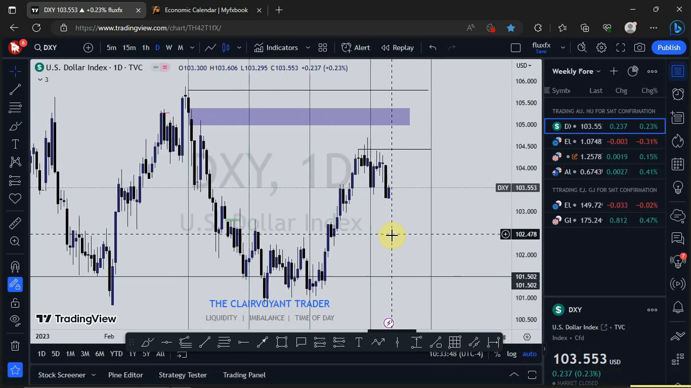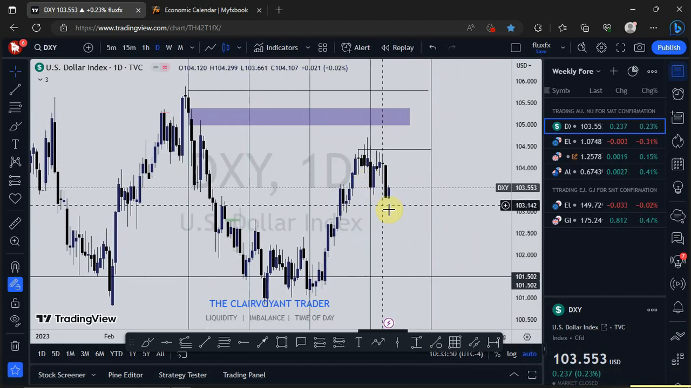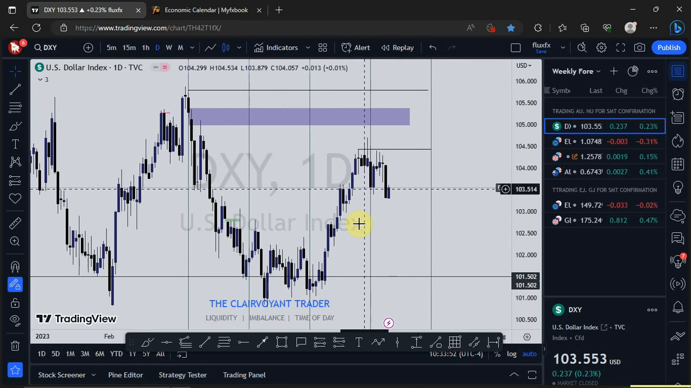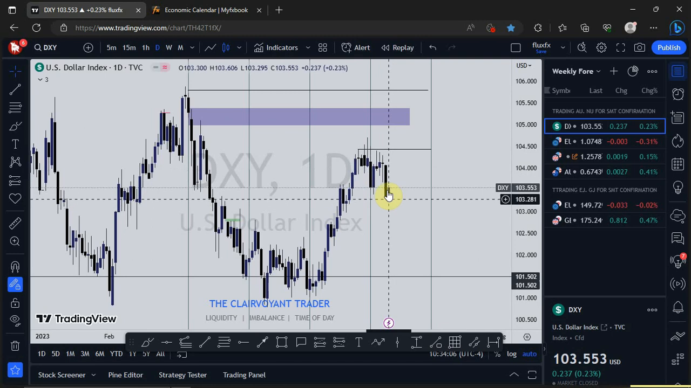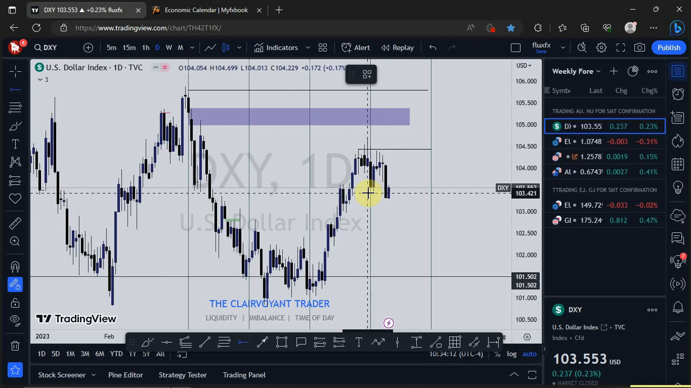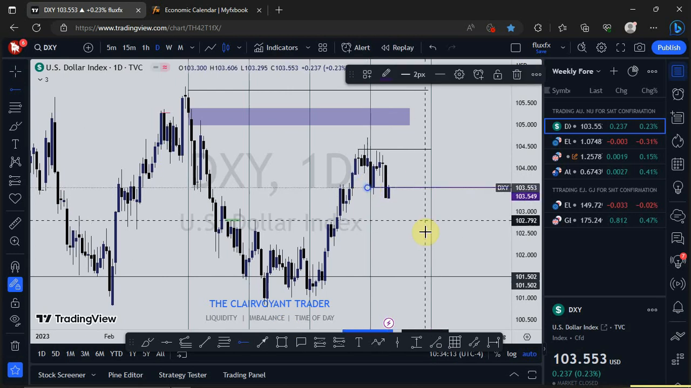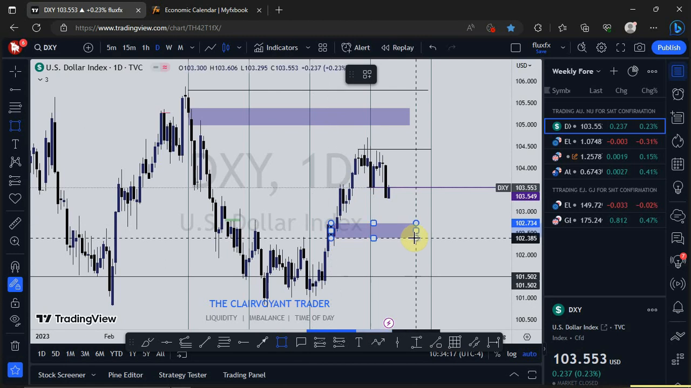So for the dollar index, last week we had a push to the downside, and we also had a push to the upside. Then on Thursday we had an impulse move to the downside, and Friday we had a little bit of a push to the upside. So as it stands now, going into this week, I'll be looking to see the dollar index push to the downside, at least to this zone right here.